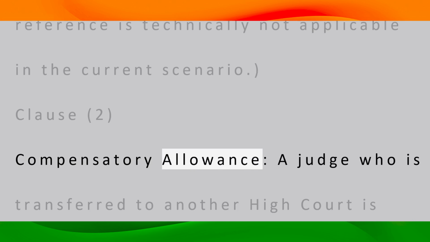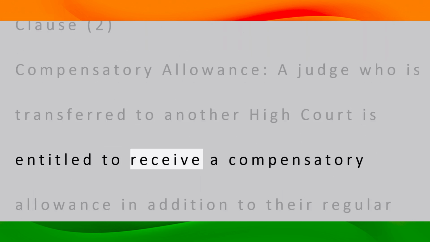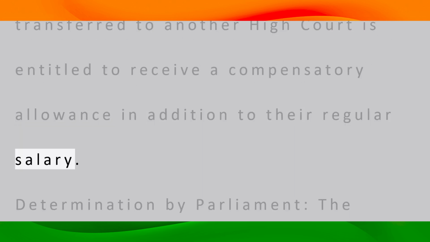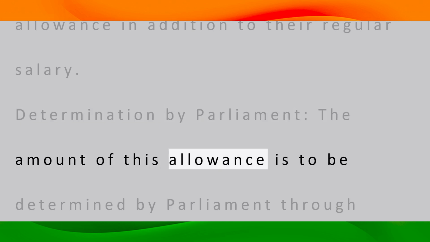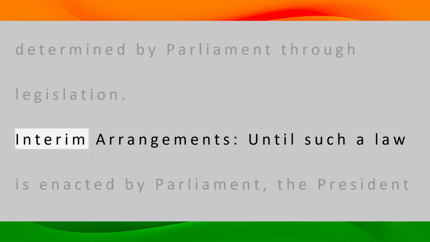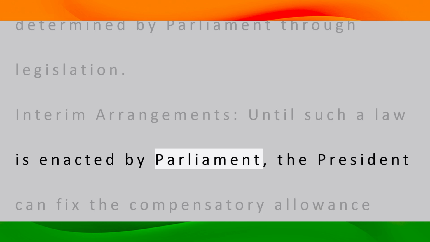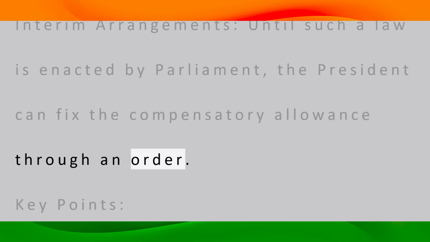Clause 2. Compensatory allowance. A judge who is transferred to another high court is entitled to receive a compensatory allowance in addition to their regular salary. Determination by Parliament. The amount of this allowance is to be determined by Parliament through legislation. Interim arrangements. Until such a law is enacted by Parliament, the President can fix the compensatory allowance through an order.